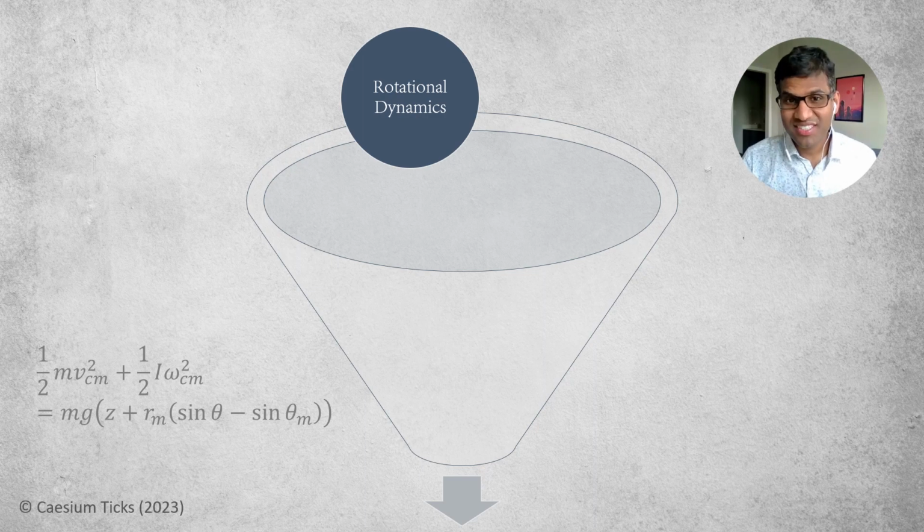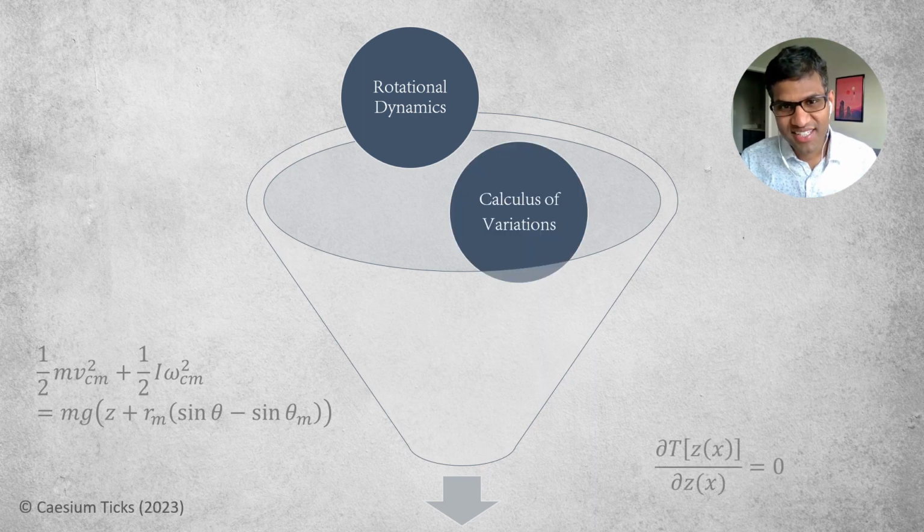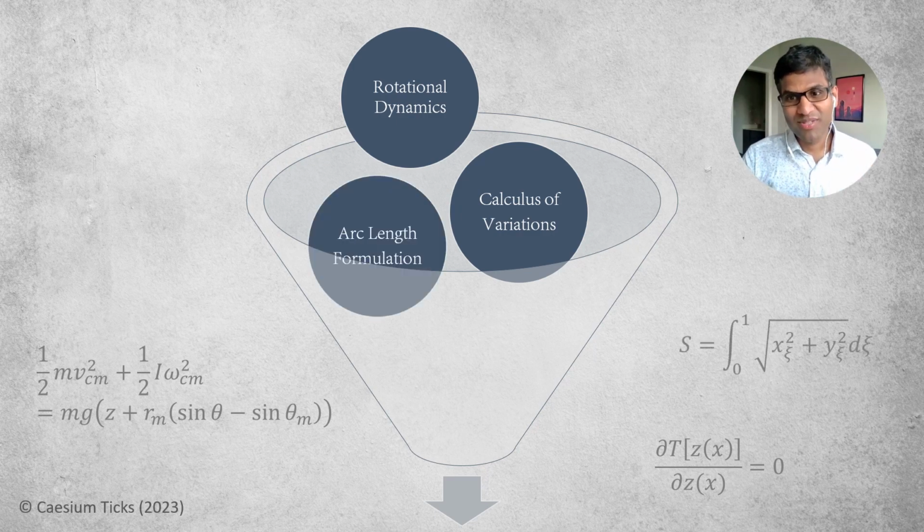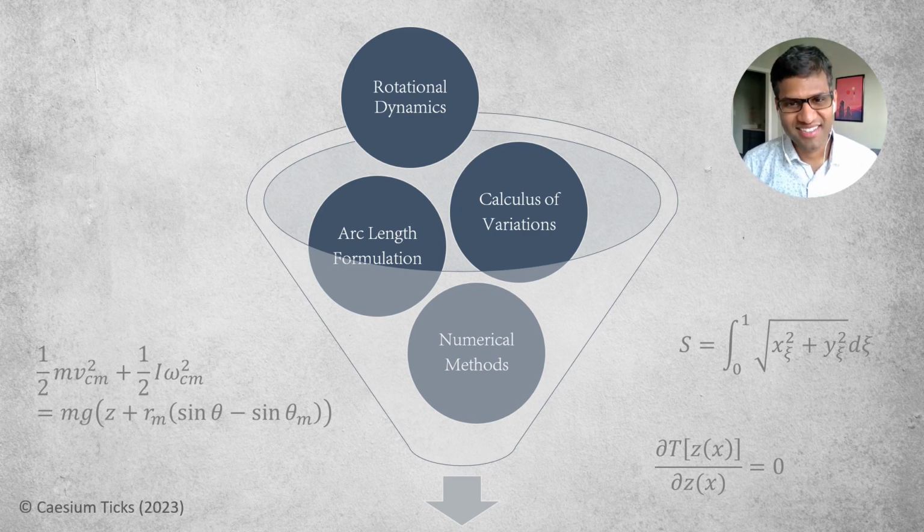So we start with the physics of the problem, which is always the foundation, which is basically an energy balance between the rotational and kinetic translational energy with the potential energy. And then we go to calculus of variations for minimizing the transit time. And then we invoke arc length formulation for capturing the curvature of the path precisely. And finally set this all up using numerical methods and then obtaining our solutions.